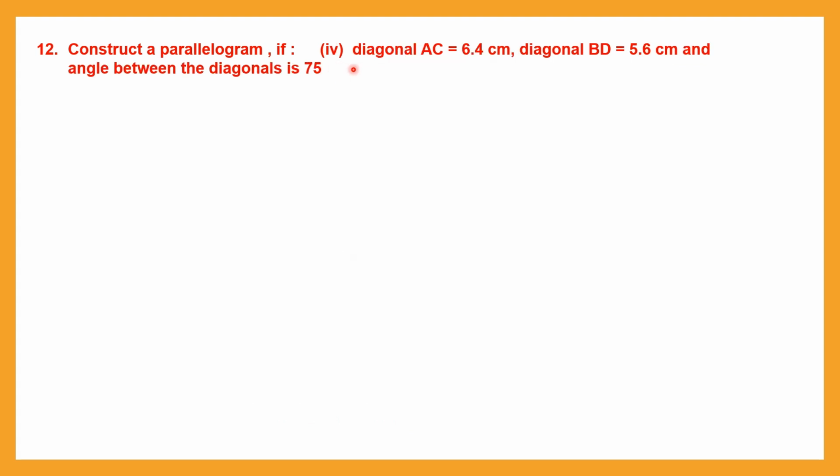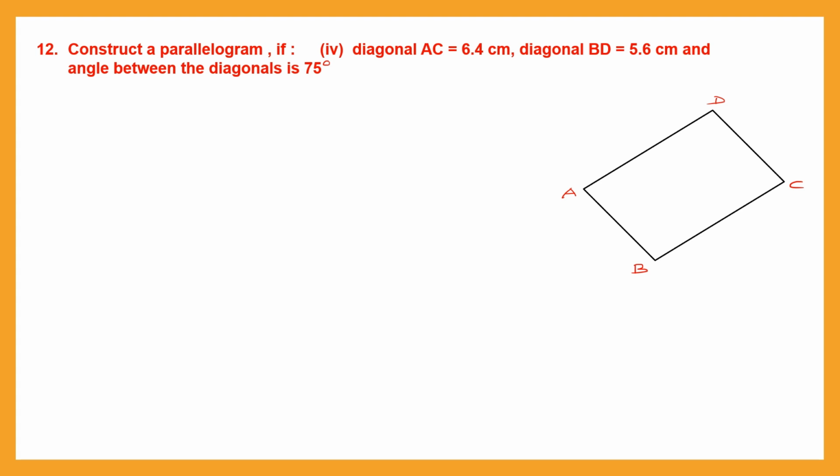The fourth question here is that the diagonal AC is given to us, diagonal BD is also given to us, and the angle between the diagonals is also given to us, and that is 75 degrees. So let's construct a rough parallelogram here. So we have a rough figure here. We have a parallelogram. Let's name it A, B, C and D.